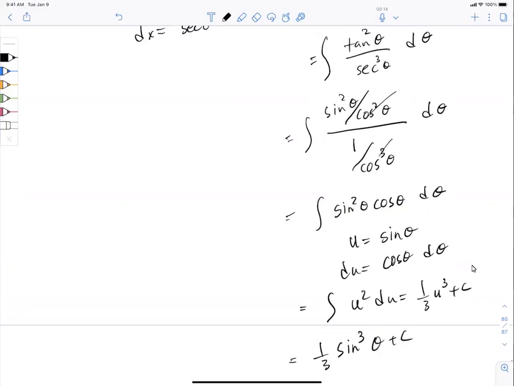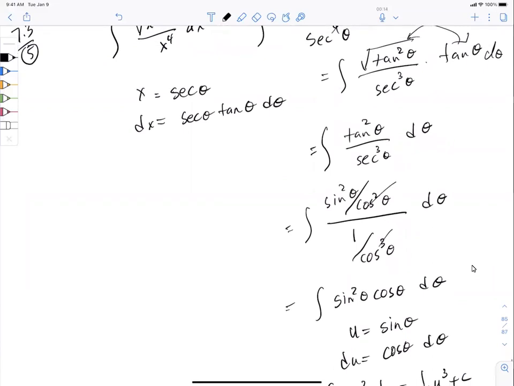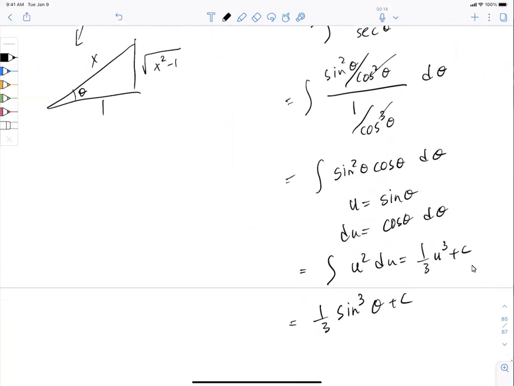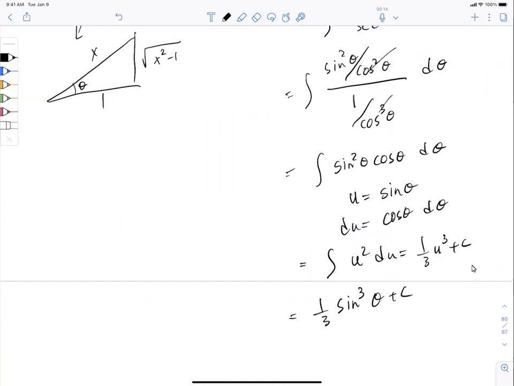But remember, now I have to figure out what the equivalent is in terms of x. So if this is theta, secant theta is x, secant is 1 over cosine. So hypotenuse over adjacent is x. So this turns out to be the square root of x squared minus 1. So here I have sine, which is opposite over hypotenuse. And that's how you solve this.